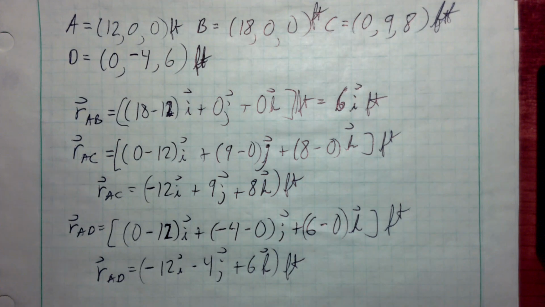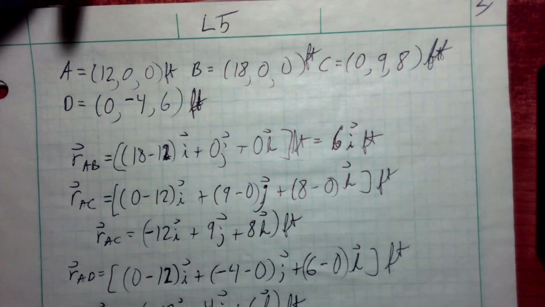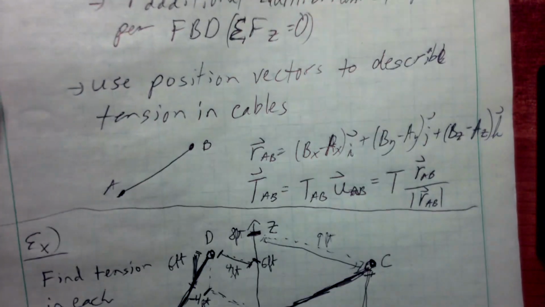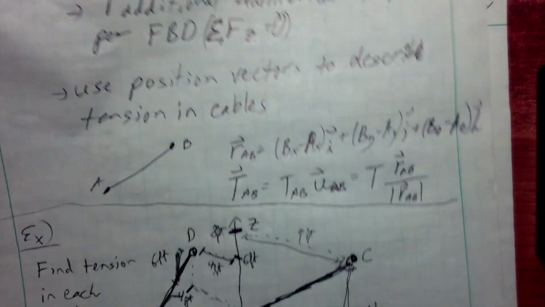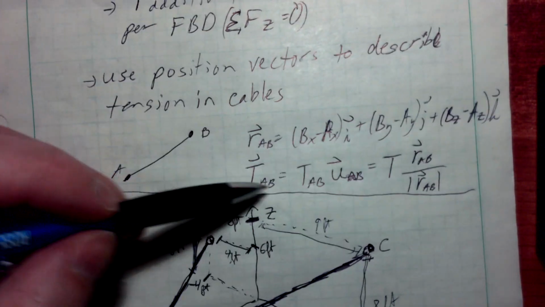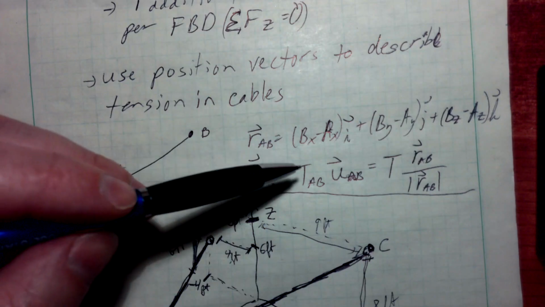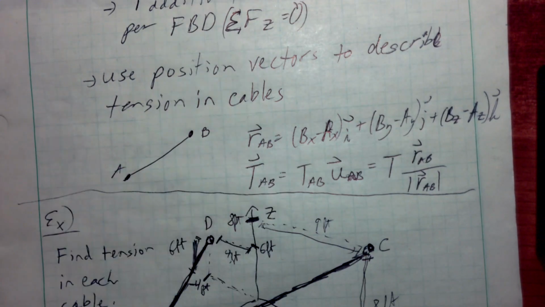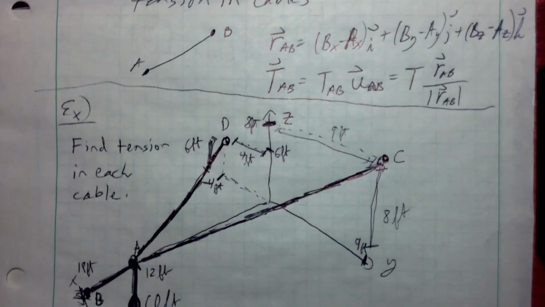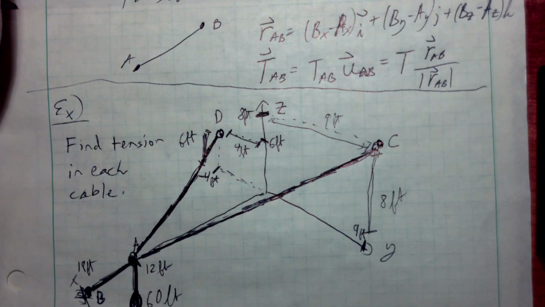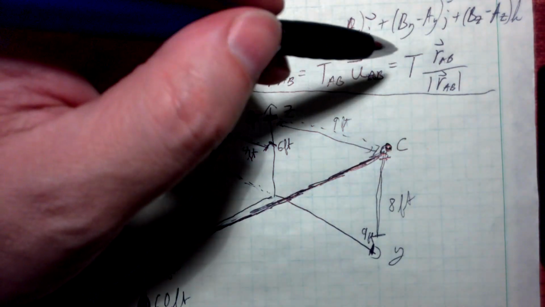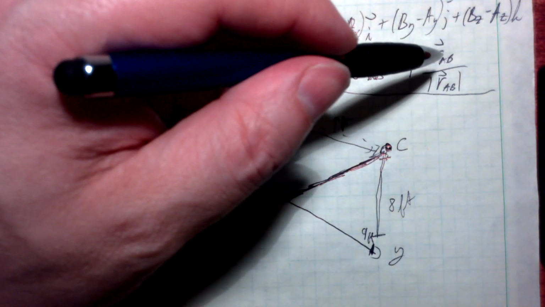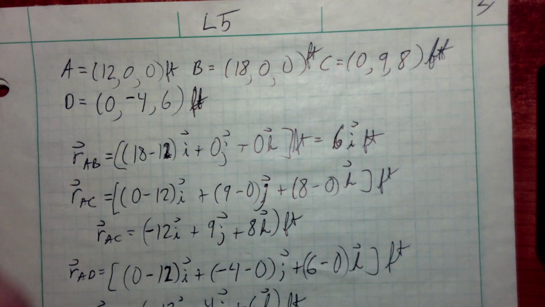Okay, now what am I trying to do? Well, as I said earlier, if we refer back to my notes, I'm trying to write equilibrium equations, which means I need to know the x, y, and z components of all of these tensions. To find the tensions, I need to know the unit vectors that describe each of these cables. The unit vectors can be found by taking the position vector, which we just found, divided by their magnitudes. So I need to know their magnitudes.